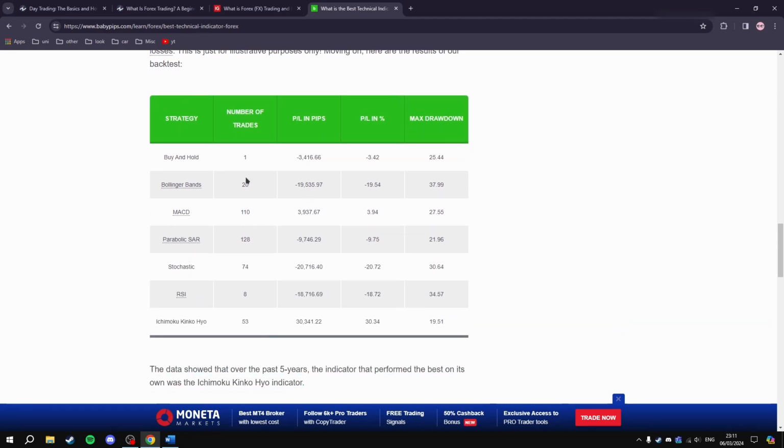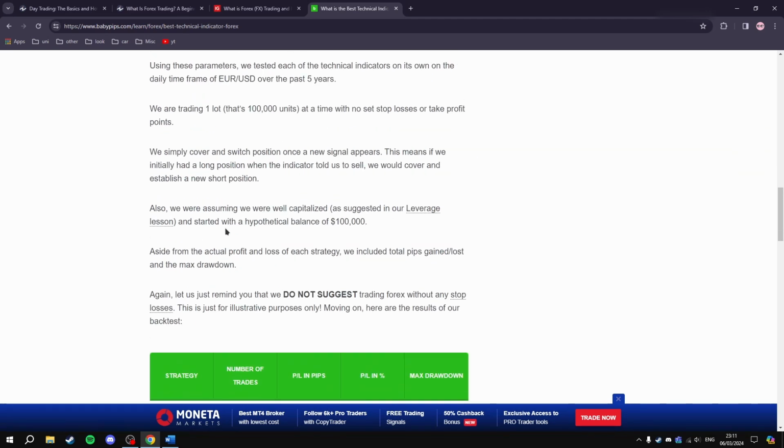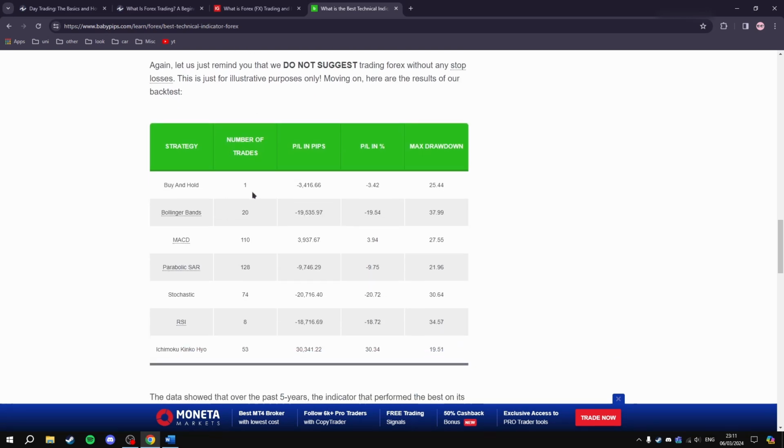Okay, so first strategy: buy and hold. You just buy it and then you just hold it until the end of, was it 5 years? You do one big trade, so you buy at the beginning. Profit loss in pips, you lost minus 3,000, profit loss in percentage minus 3.442%, max drawdown 25.44.